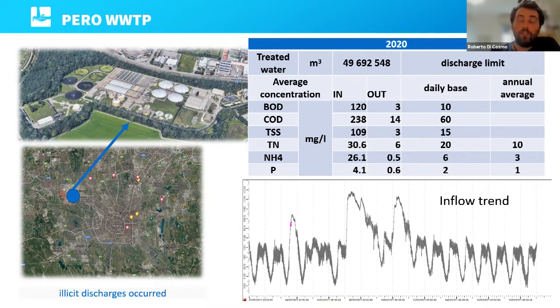As you can see, these are our usual common daily discharge limits and annual averages that you can see around Europe. And we chose this plant because sometimes we noticed some illicit discharges occurring at the inlet of the plant, affecting, for example, also odor emission and something else in the last few years. Okay. This is a brief presentation.